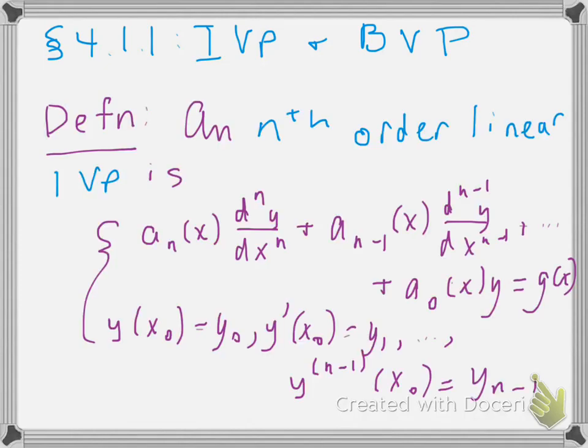So an nth order linear initial value problem is of the form a sub n of x times the nth derivative of y with respect to x plus a sub n minus 1 of x times the n minus first derivative of y with respect to x plus etc. plus a naught of x times y equals g of x. And our initial conditions are of the form y of x naught equals y naught, y prime of x naught equals y1, and so on and so forth up until the n minus first derivative of y at x naught is y sub n minus 1.